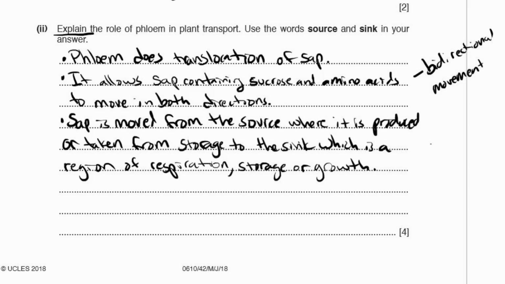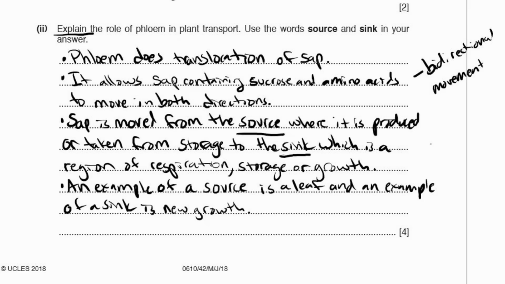So sap is moved from the source where it is produced, so here's a keyword, source, or taken from storage, so it can be either made, say in the leaves, or taken from storage, say in a tuber or a root of a plant, to the sink. So you've used the words source and sink, and the sink is a region of respiration, storage, or growth. So all those are important. And you can give an example of a source and an example of a sink. So an example of a source is a leaf, and an example of a sink is new growth. But obviously, these examples only apply in the summer, when you have leaves and new growth.